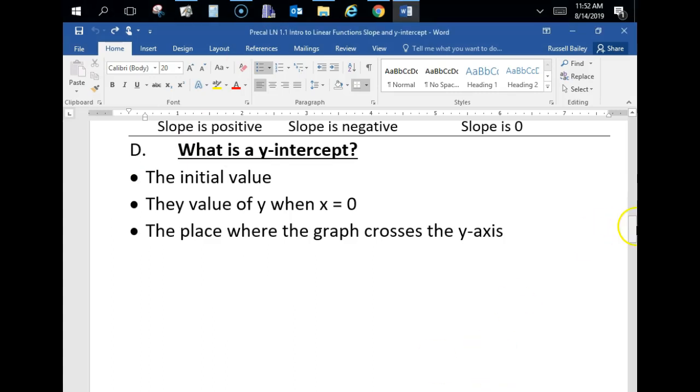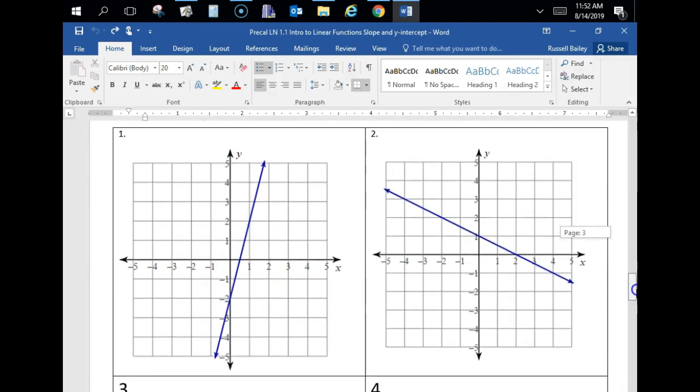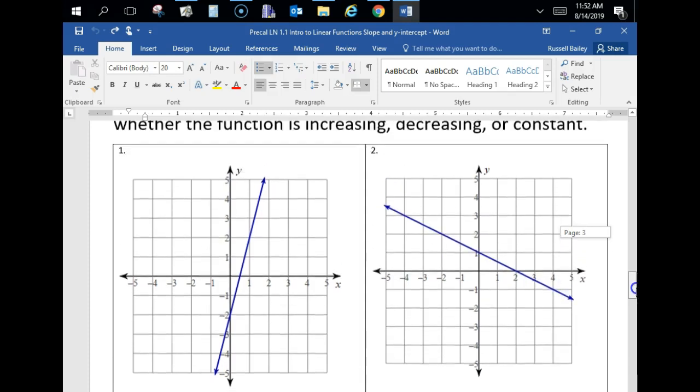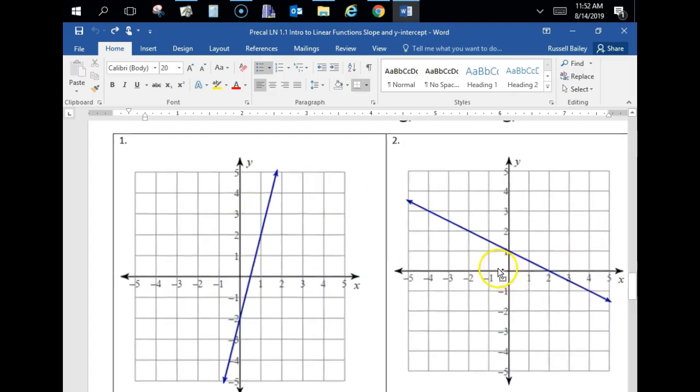Just some quick review. Let's go ahead and jump into some problems. This is the one that's on your notes. I wish I had printed out all of the examples, but I didn't. So let's go ahead and we'll focus on this one here.